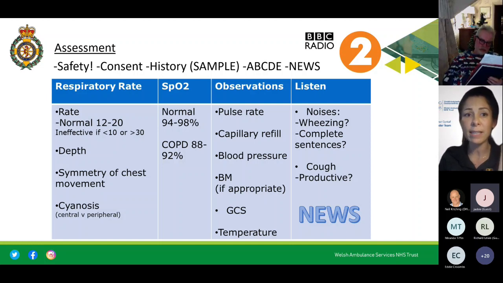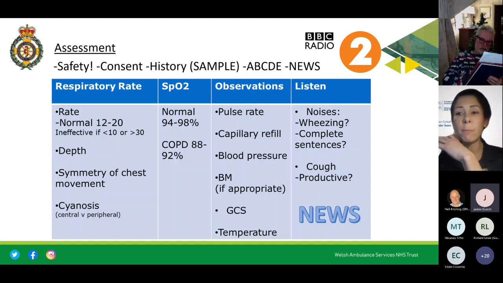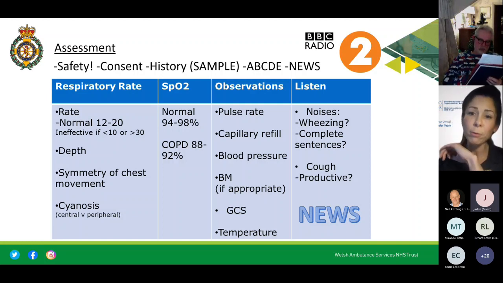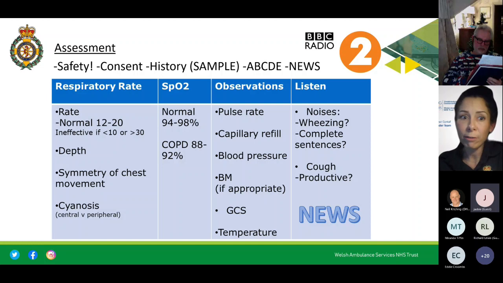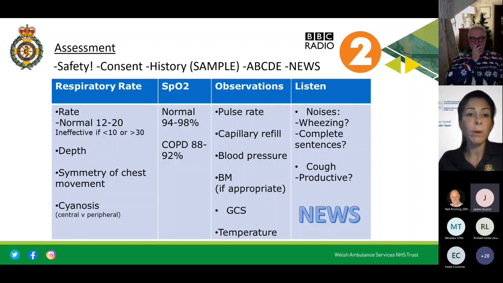We're going to go through observations. If we can, keep it in the ABCDE approach. That's going to help us calculate our NEWS score when we come to the end as well. So thinking about pulse rates, making sure we take a manual pulse rate. We don't just rely on the one from the SATs probe or the blood pressure monitor. Thinking about capillary refill, thinking about blood pressure. If it's appropriate, we need to take a BM, then we can. If not, then we won't.